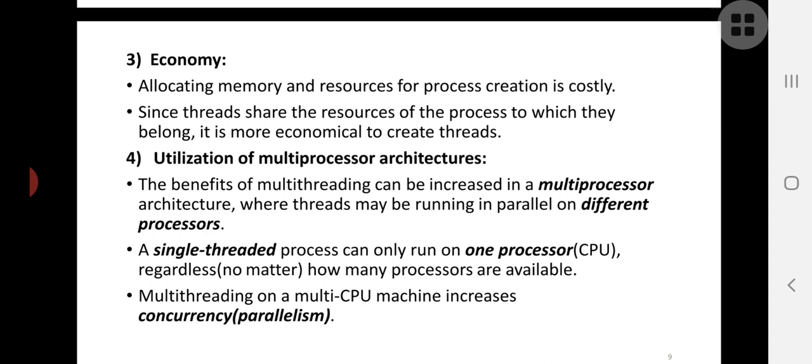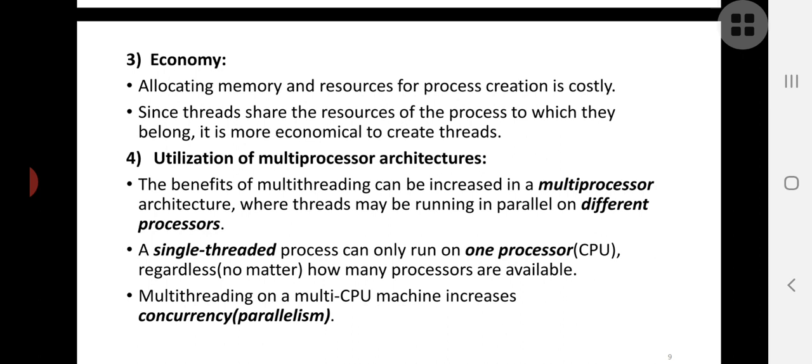The benefit of multi-threading will be increased in a multiprocessor architecture, where threads may run in parallel on different processors. But a single threaded process can run only on one processor or one CPU, even though there are multiple CPUs in that system. Since it is running only on a single CPU, the remaining CPUs will be idle.